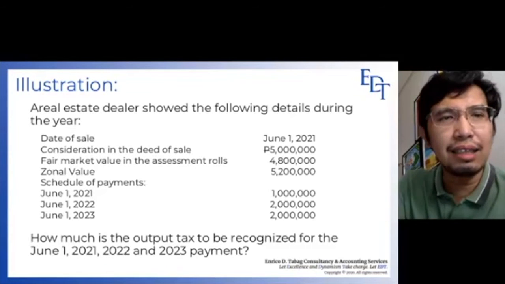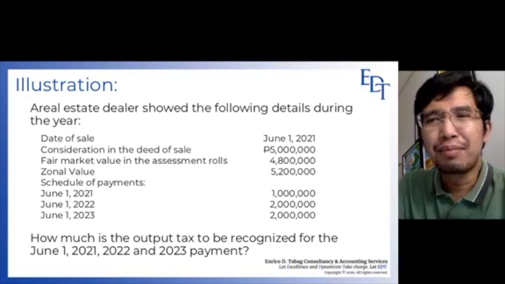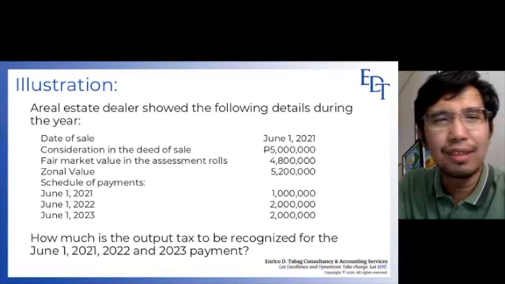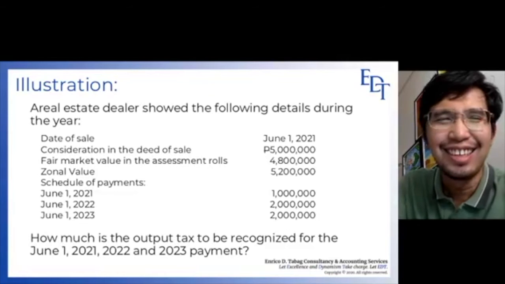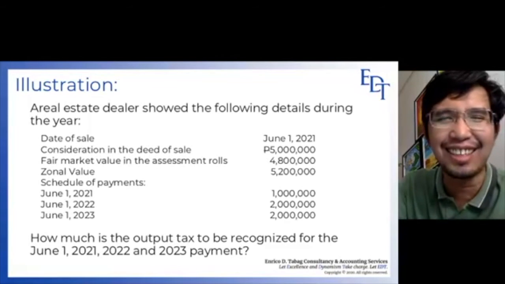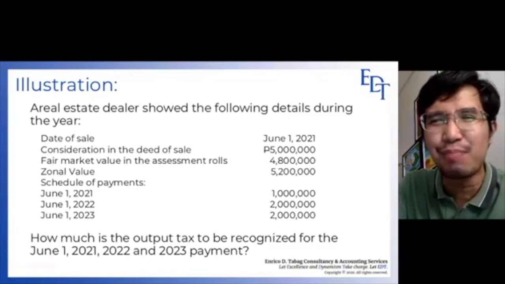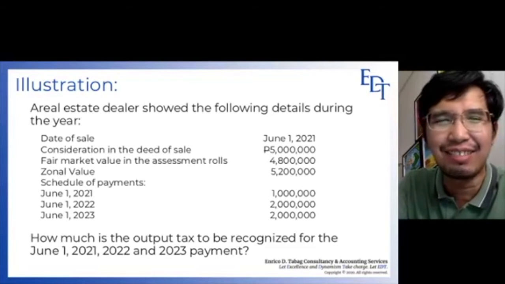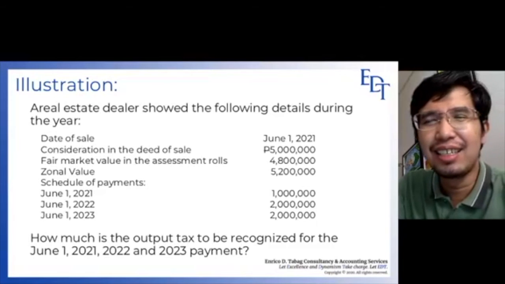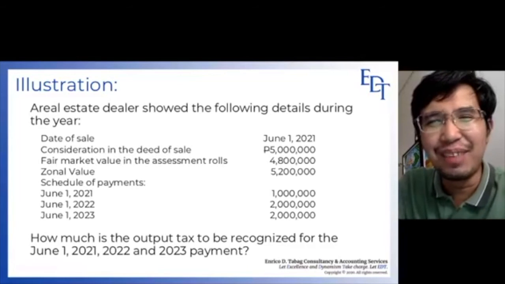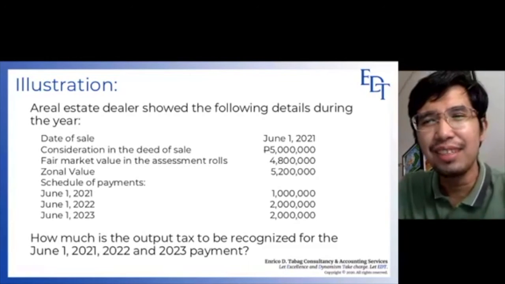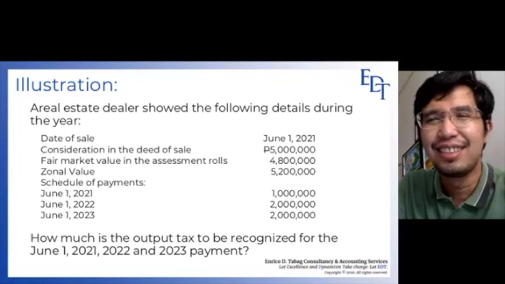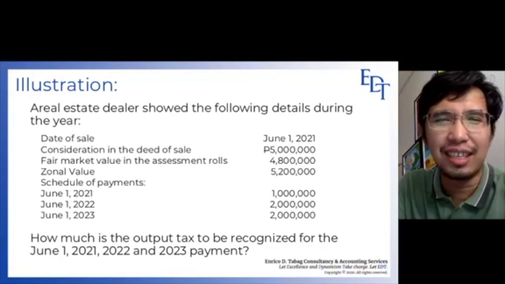So, a real estate dealer, pasensya na sa PowerPoint, hindi ko lang nalagyan ng space. Okay? A real estate dealer showed the following details during the year. So, wag ko nang palitan yung PowerPoint ko just because of that. Anyway, video naman to. So, as you can see, we are discussing. So, balik ako. A real estate dealer showed the following details during the year.